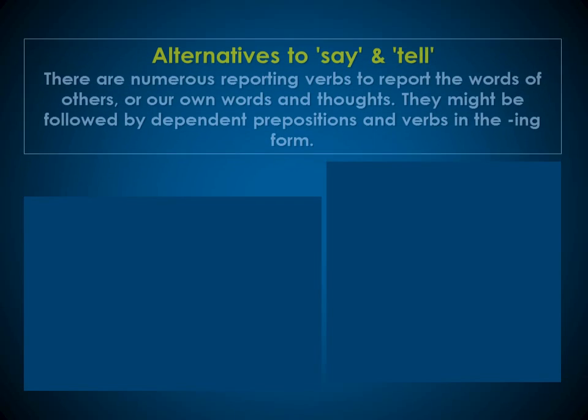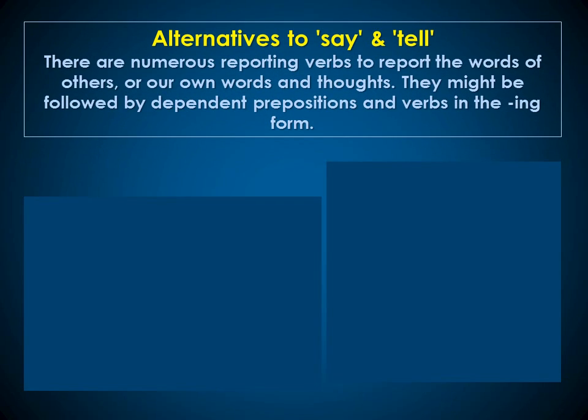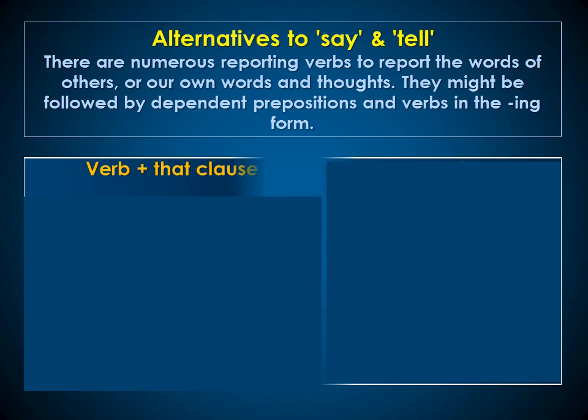So, alternatives to say and tell are many. And they behave in a number of different ways. Sometimes they're followed by dependent prepositions. Sometimes they're followed by verbs in the ing form or the to infinitive. So they are intimately related with the other grammar topic we have already studied, verb patterns. They go hand in hand.